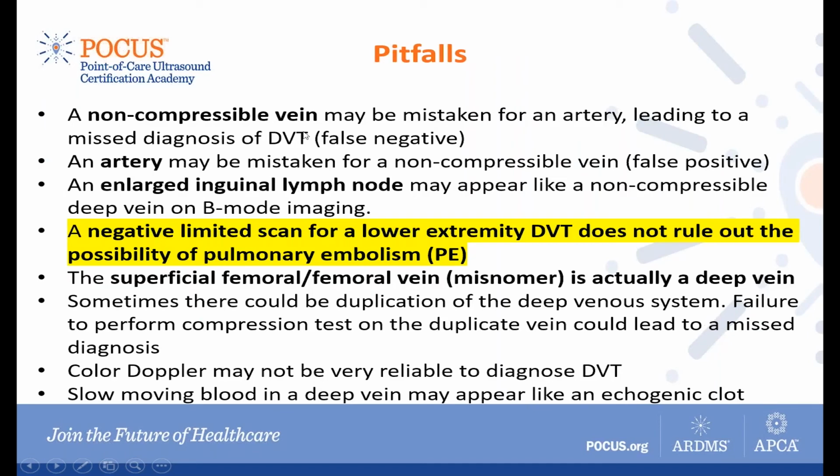So a couple of things to keep in mind here. The main thing is that you could consider a non-compressible vein to be a DVT when you didn't put enough pressure, or you mistook an artery for a vein, or you mistook a lymph node. That's why it's important to know what lymph nodes look like. And also, a negative study does not rule out the possibility of DVT and PE, because it still could be there.